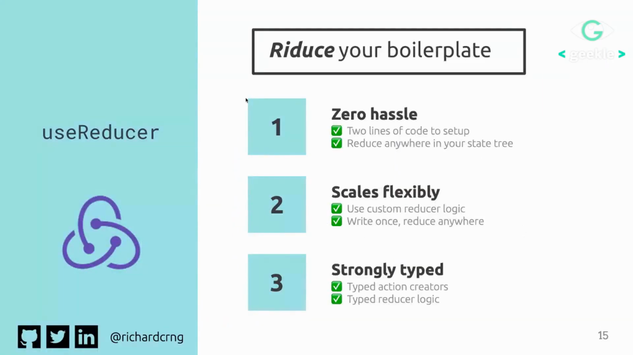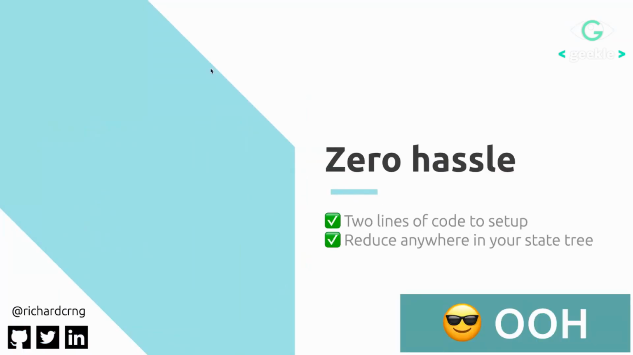And that's why I wrote reduce. So whether you're using useReducer or Redux, you will find that this is going to give you zero hassle setup, it's going to scale flexibly, and it's going to be strongly typed. So let's look at the first of those benefits then, zero hassle, where it's 2 lines to set up, and then you can reduce anywhere in your state tree.